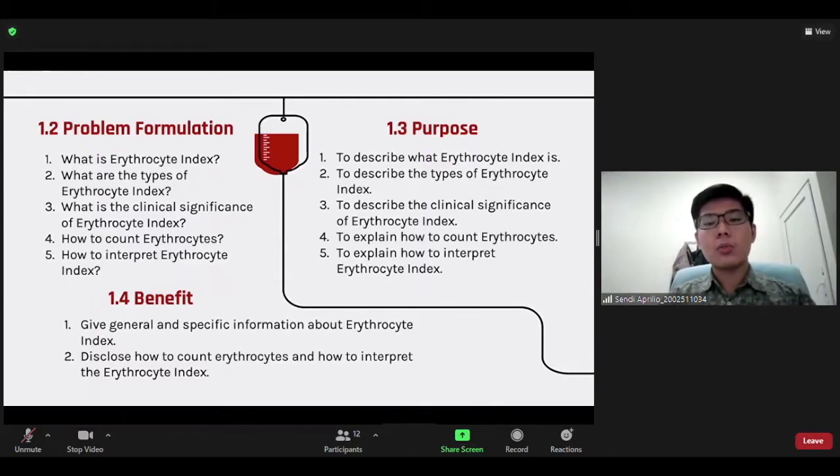Also, this student project has a benefit, which is to give general and specific information about erythrocyte index and disclose how to count erythrocytes and how to interpret the erythrocyte index.